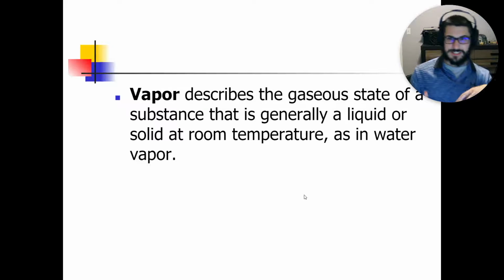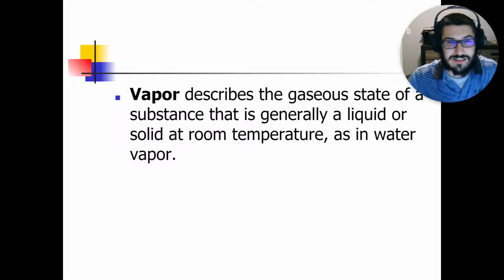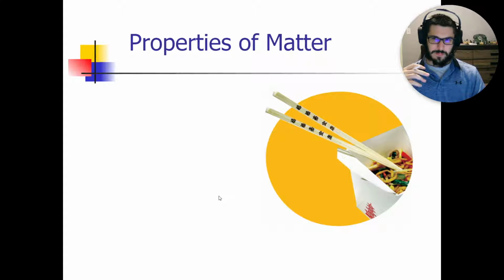A vapor is another word for a gas state of a substance. So if you have a liquid or a solid at room temperature and it is in the gas form, then a lot of times we'll call that a vapor, like water. And that leads us into properties of matter.